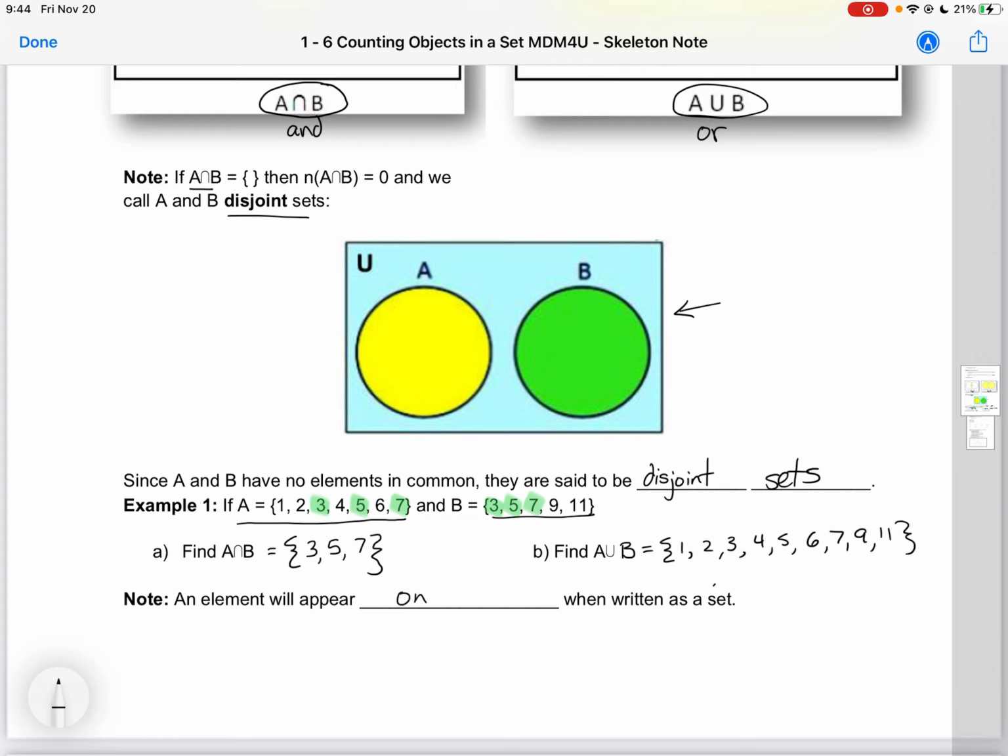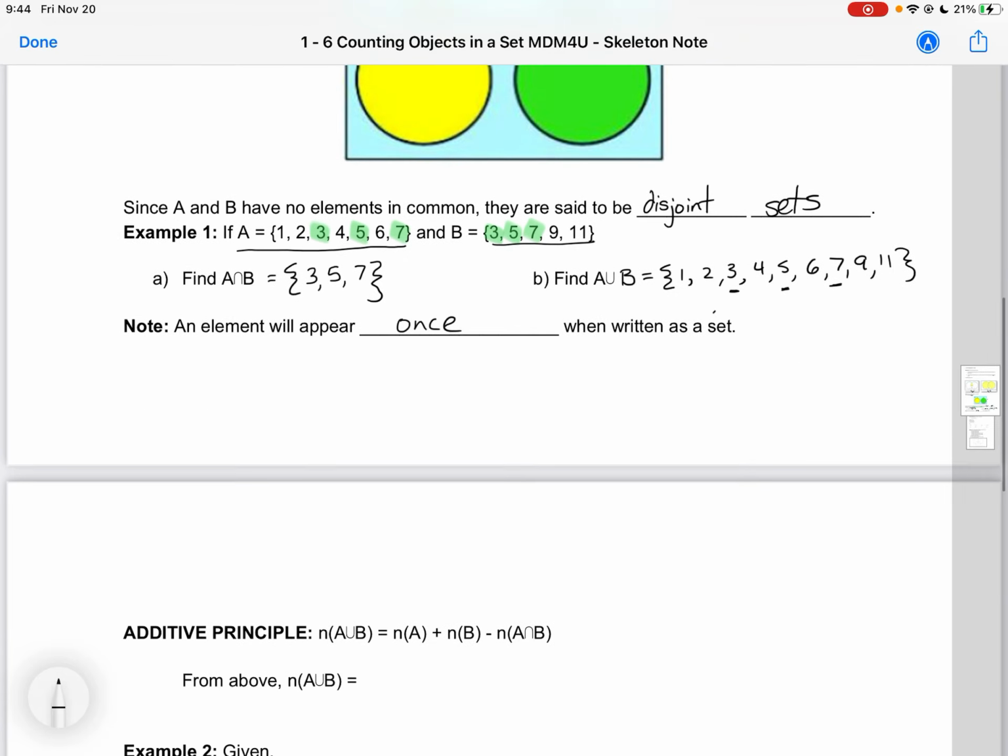An element only appears once when it's written in a set. So for example, in the union of A and B, 3, 5, and 7 are in both A and B, but we only write them once when we're listing all the elements.